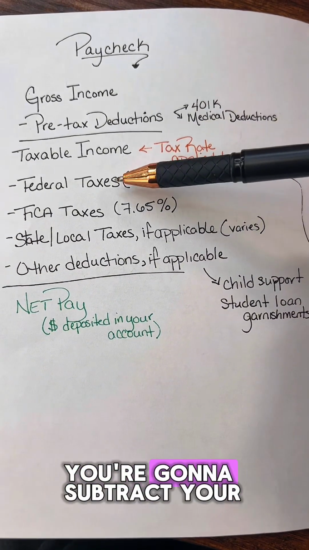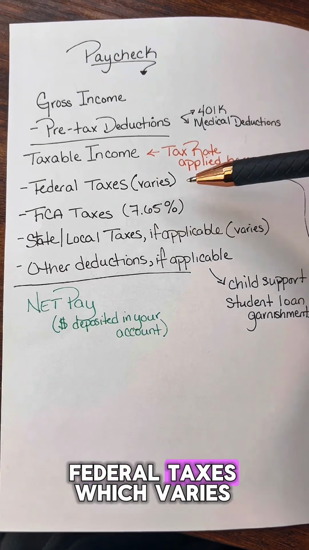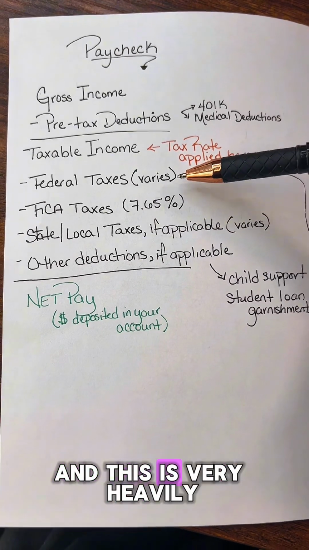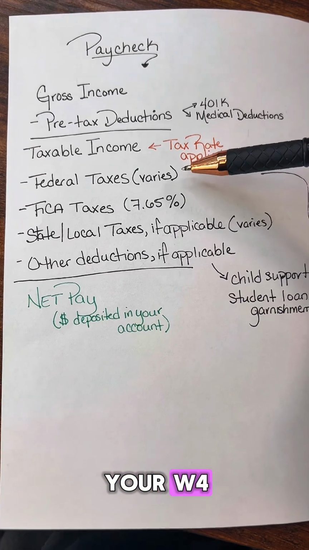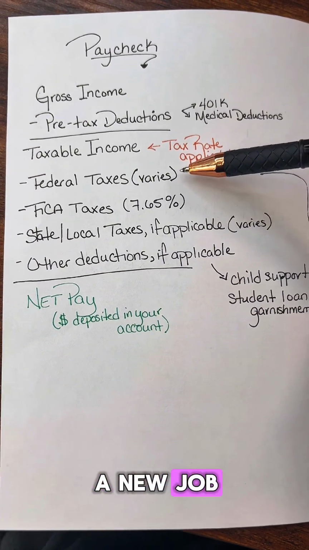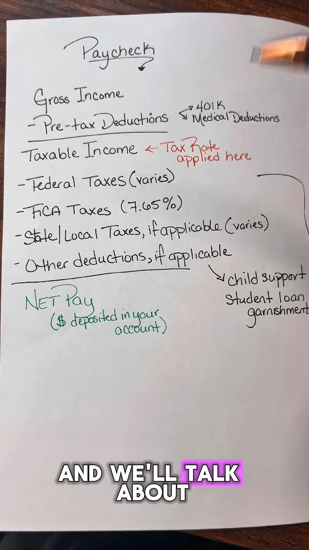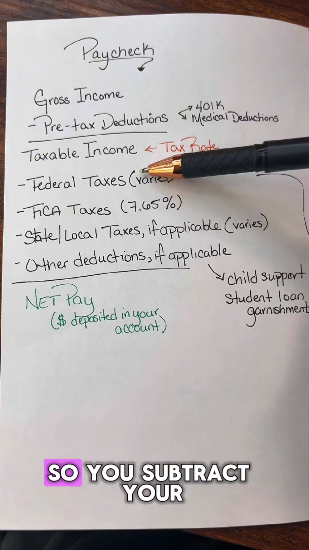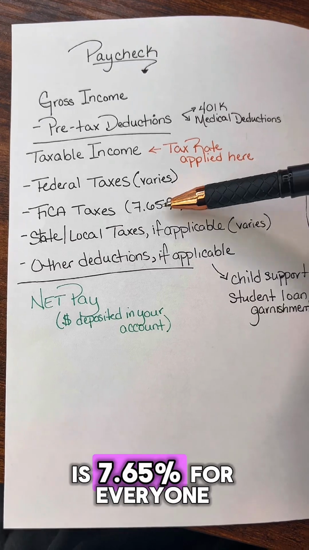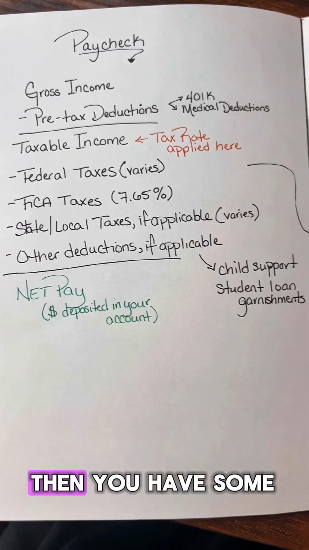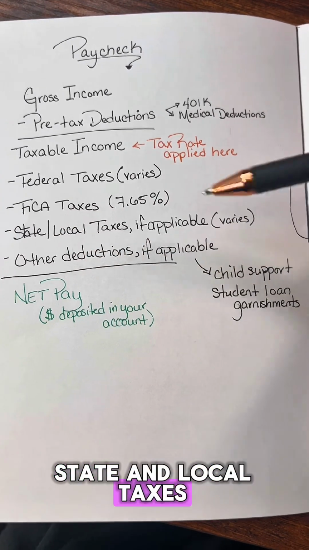From there, you subtract your federal taxes, which vary per person. This is very heavily based on whatever you fill out on your W-4, usually when you start a new job, but you can go back and change it. We'll talk about that in the next lesson. Then you subtract your FICA taxes, which is 7.65% for everyone. Then you have some state and local taxes, if applicable.